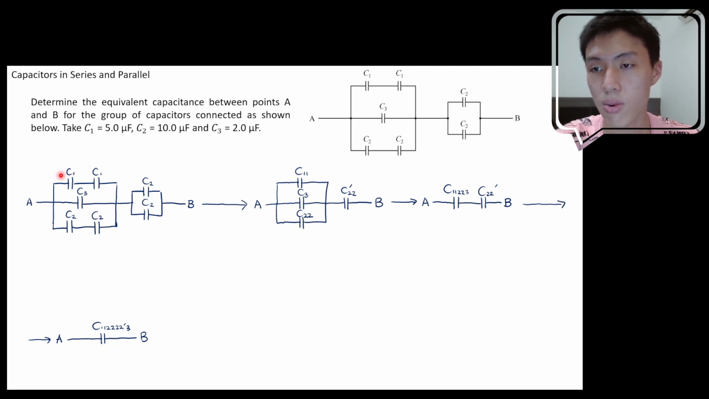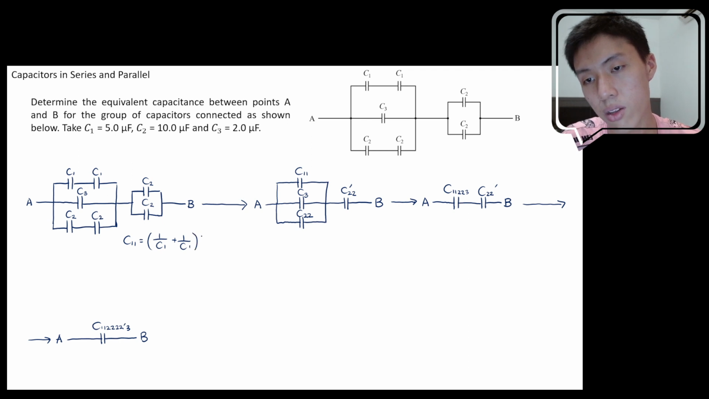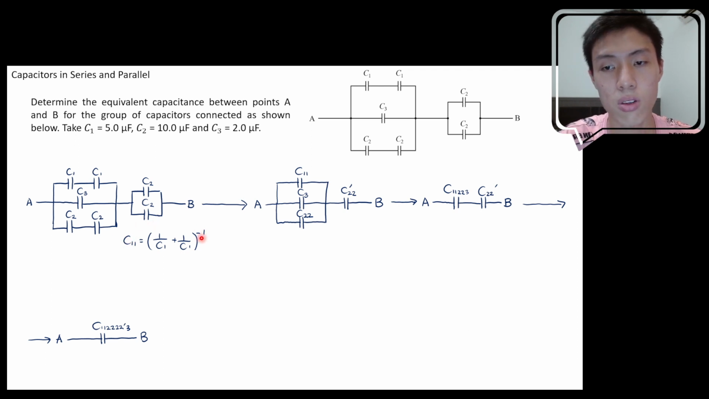Right now C1 and C1 are in series. So to merge them together, C11, merge them in series. That means you do 1 over C1 plus 1 over C1. Then you are going to inverse the answer, because there's actually a 1 over C11 over here. So you bring over the 1 over to this side, so you have -1.